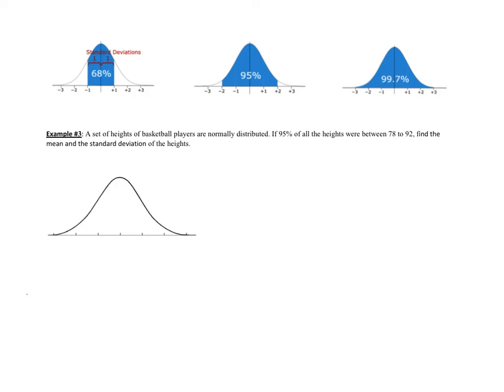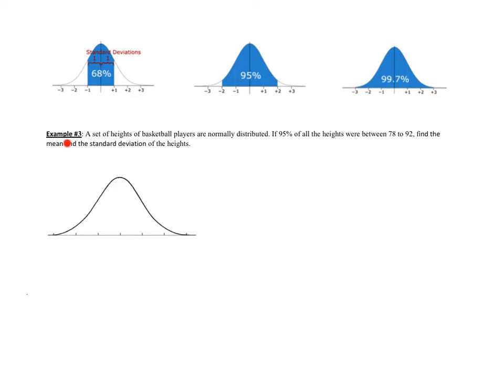All right, so for example number 3, I brought back this information that I showed you in yesterday's video. These are definitions. Remember, 68% of the data is within 1 standard deviation of the mean. 95% of the data is within 2 standard deviations of the mean, and 99.7% of the data is within 3 standard deviations of the mean. So let's read the example and see how we can use this information to help us.